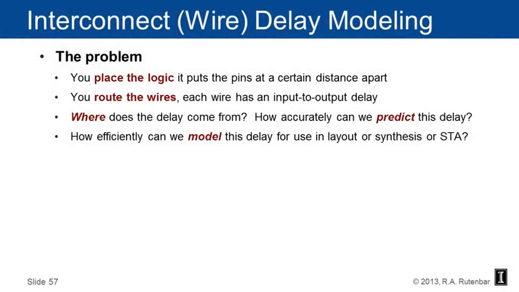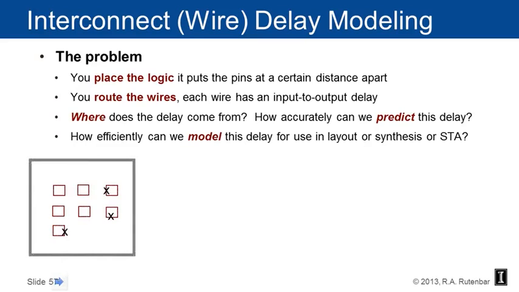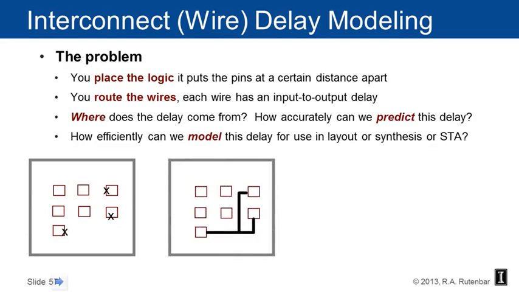So our next problem to focus on is how do we model the delays that are inherent in the wires, in the interconnect. Here's the problem at a high level. You place the logic, and the logic put the pins at a certain distance apart. And so you now go in and route the wires, and each wire has an input to output delay, or even more precisely, input to output delays, because there's a delay to each pin, each of the elements that you're fanning out to connect.